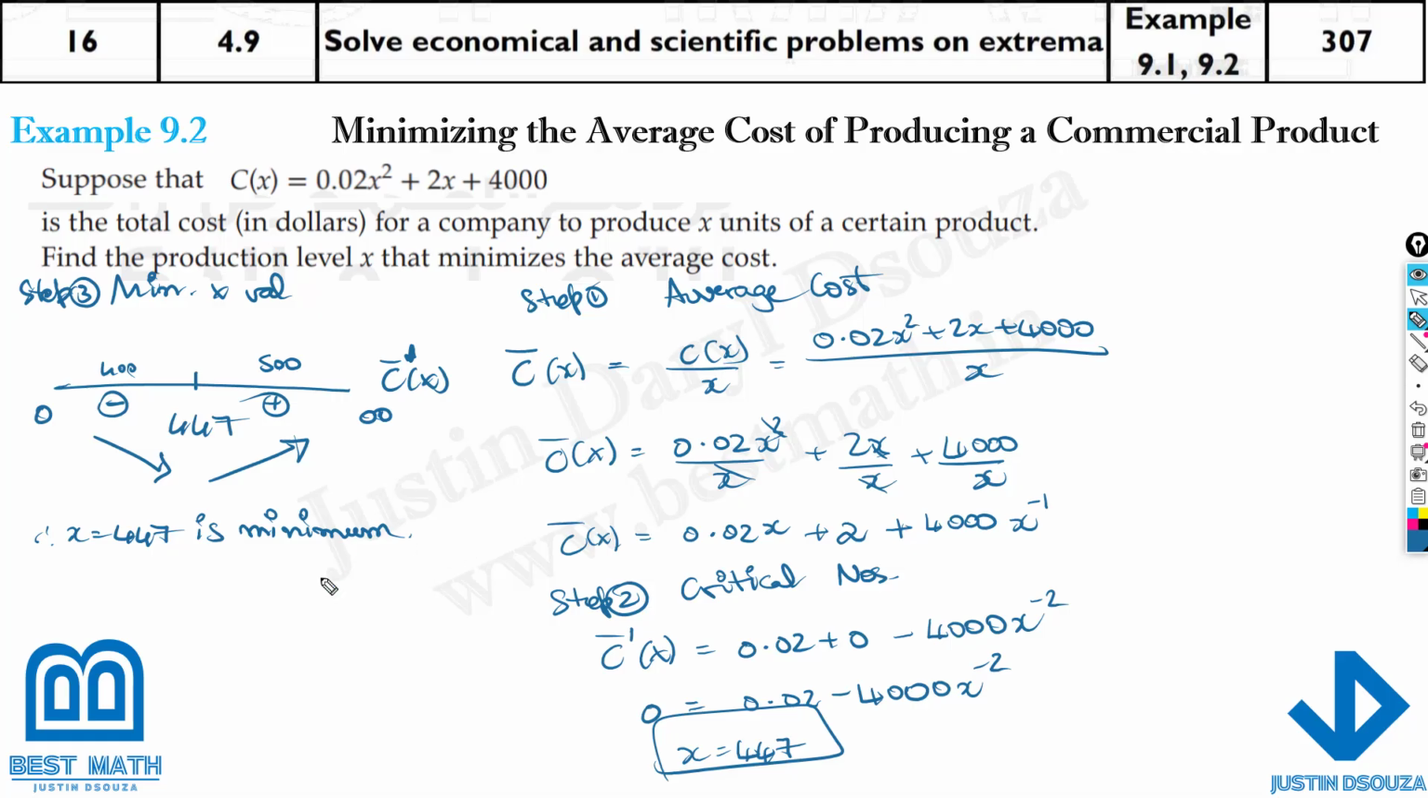That is enough. You can write it, or you can just write the same question over here: the production level x is equal to 447 to minimize the average cost. Or you can just say x must be equal to 447 to minimize the average cost. So that is how we solve it. The x value must be 447, and then we will get the minimum cost for this particular equation.